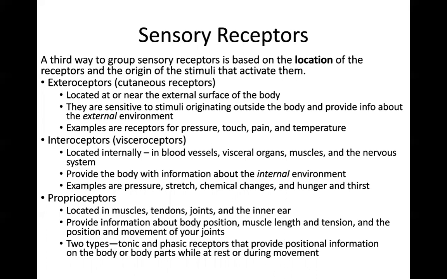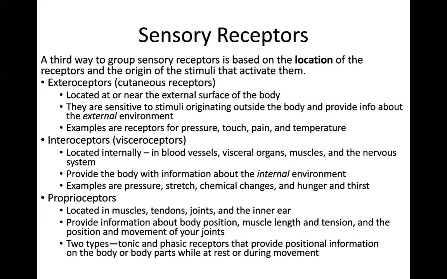We also have receptors within the nervous system itself, because we have to monitor conditions within our brain and the cerebrospinal fluid in there as well. So interoceptors are going to provide us with information about our internal environment, things like pressure, stretch, chemical changes, and even hunger and thirst. Proprioceptors are located in muscles, tendons, joints, and in our ear. They provide information about body position, muscle length and tension, and the position and movement of your joints.